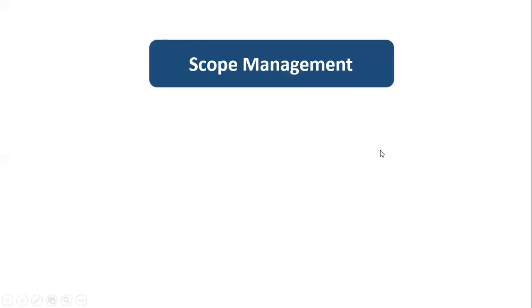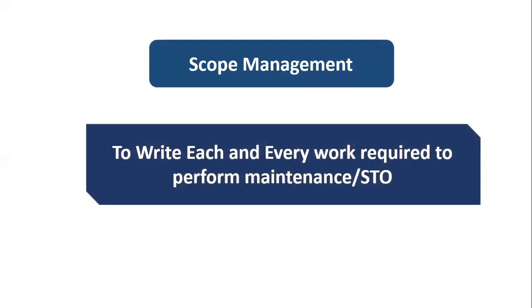So here we have the second thing, scope management. What is scope management? Actually, this is the first thing you have to do in the planning phase. And the simpler definition is to write each and every piece of work required to perform maintenance, shutdown, turnaround, or outage. Whatever you are going to do at your plant, you have to write down all those work items. Scope management is not rocket science. It's a very simple thing. Whatever you are going to do on plant, you have to write it down in some specific pattern as per project management. Doing that process is called scope management: writing each and everything you are going to do on plant. So that is the definition of scope management.